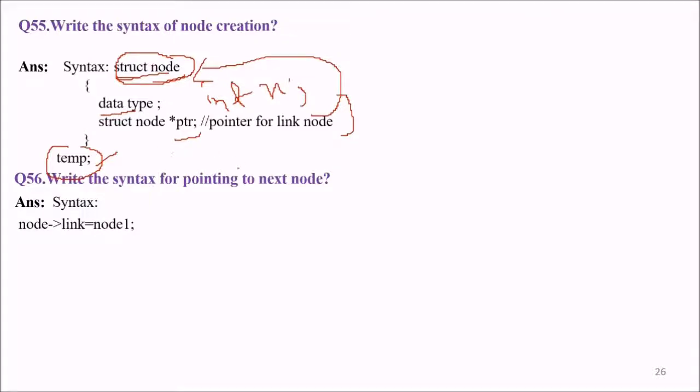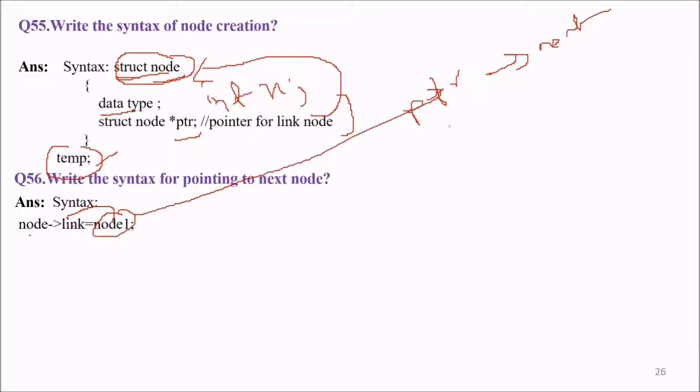Write the syntax for pointing to the next node. So how are you going to do this? Node link is equal to node. This can be the syntax for pointing to the next node. In this case, you can just write ptr next, like node next or node link is equal to node 1.